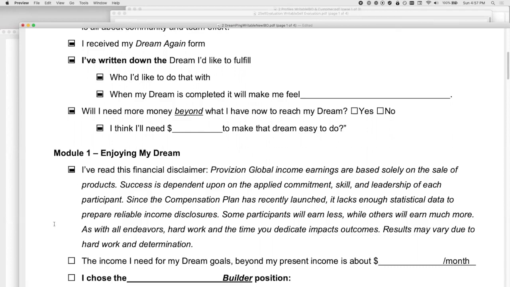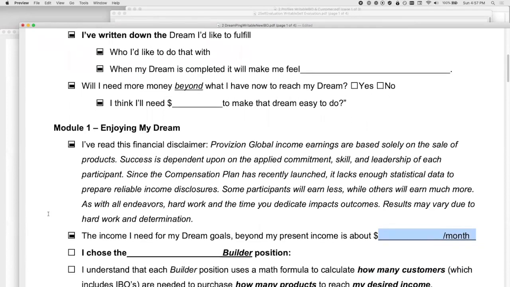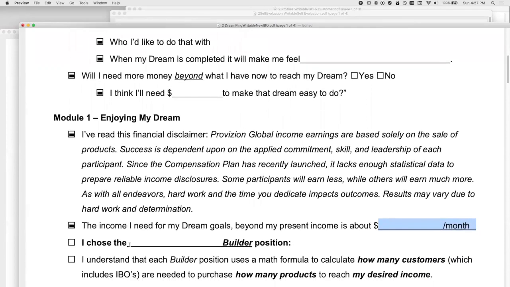So now that you've read that, let's put down again the income that you feel you need for your goals, whatever you decided that is. You can just type it in here, or if you got it printed out, write it down. What is the builder position that you chose? Was it legacy? Was it team builder? Or was it affiliate? Just write that in. You can fill that in right there.